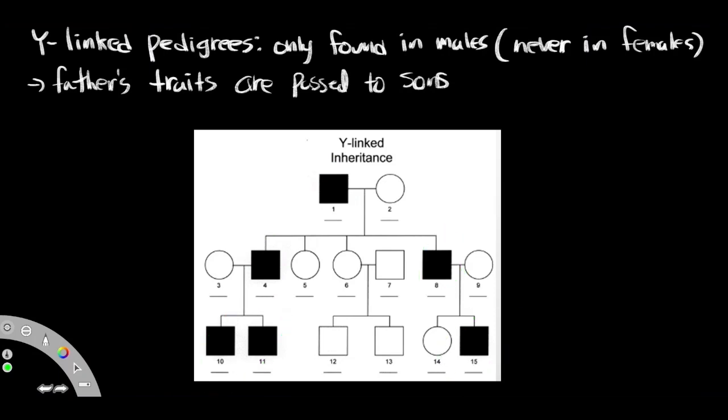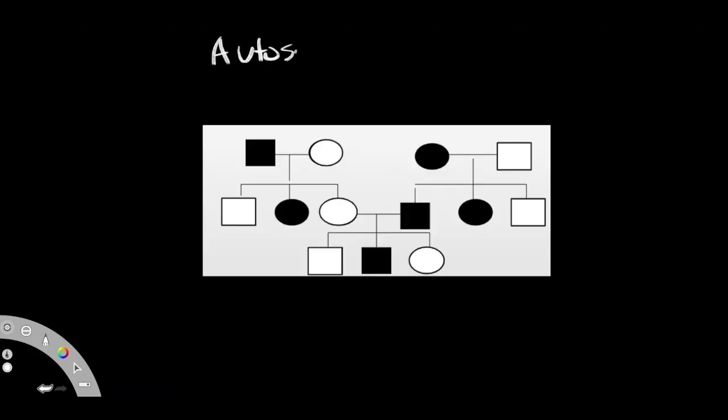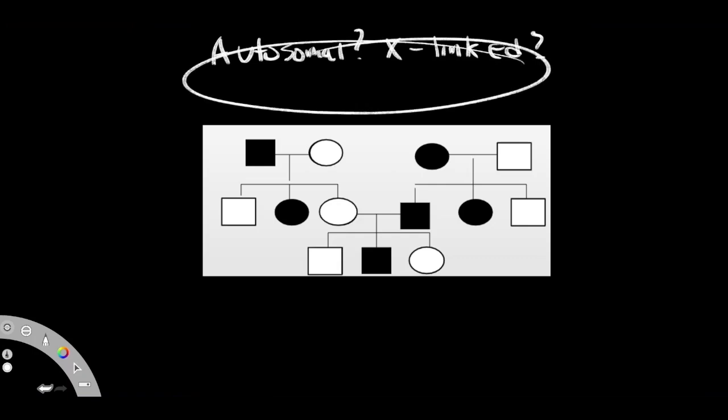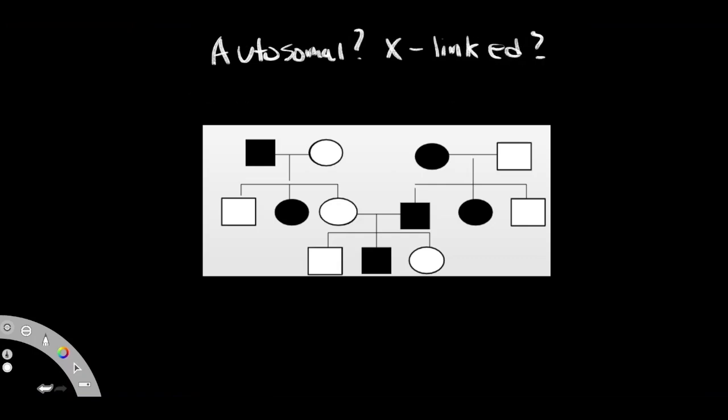All right, let's try a few questions together. Hopefully you have your cheat sheet out. Definitely use that to ensure that you can get the correct answers, all right? The question is going to be, is this autosomal or is this X-linked? I'm not asking you to tell me if it's dominant or recessive, just tell me, is it autosomal or is it X-linked? Pause the video, give this a try on your own, resume when you're ready.